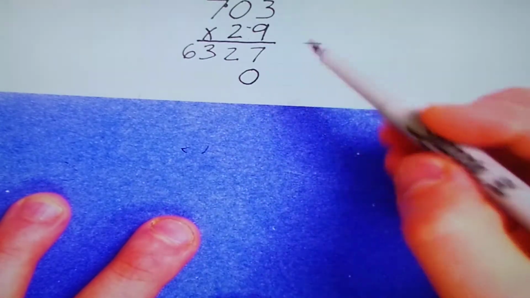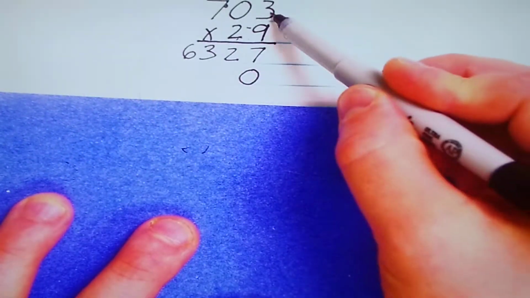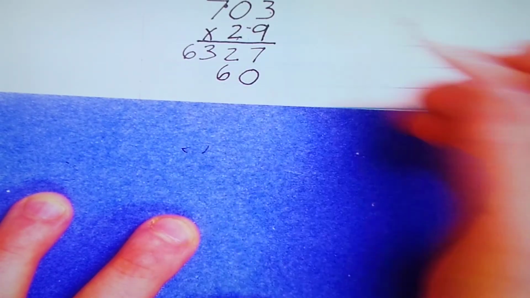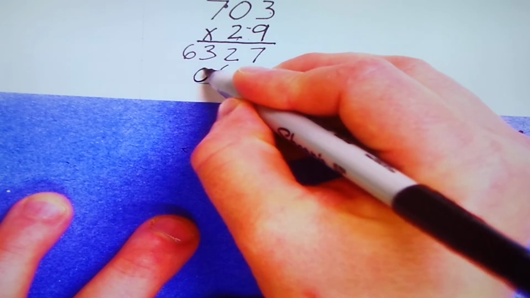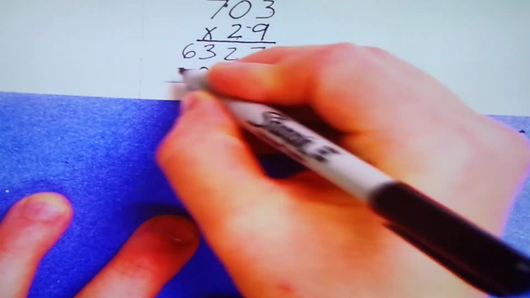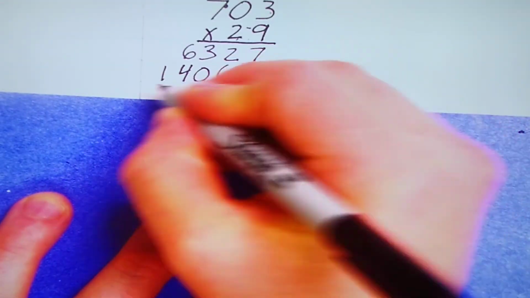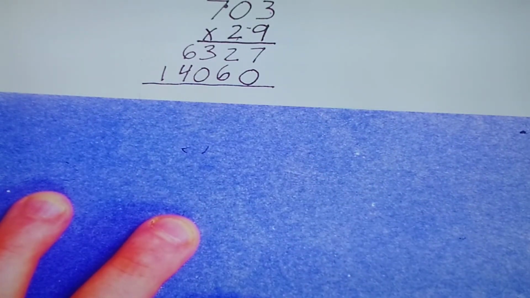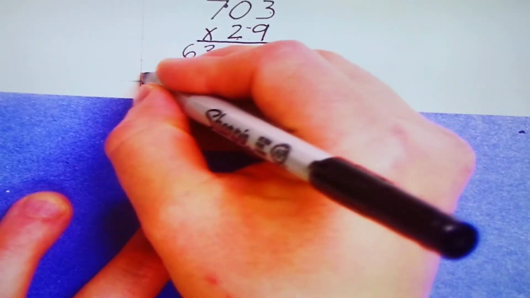I already multiplied by the 9, so now I multiply by the 2. 2 times 3 is 6. 2 times 0 is 0. 2 times 7 is 14. My second row, 1, 4, 0, 6, 0. Now I simply add.